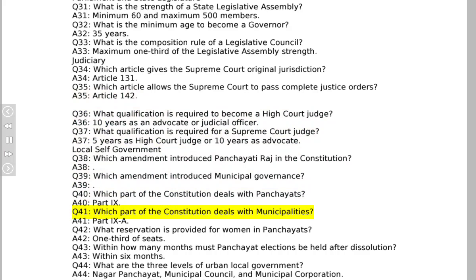A40. Part 9. Q41. Which part of the Constitution deals with municipalities? A41. Part 9A. Q42. What reservation is provided for women in panchayats? A42. 1/3 of seats.